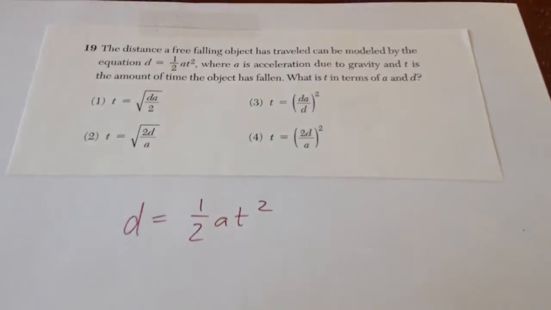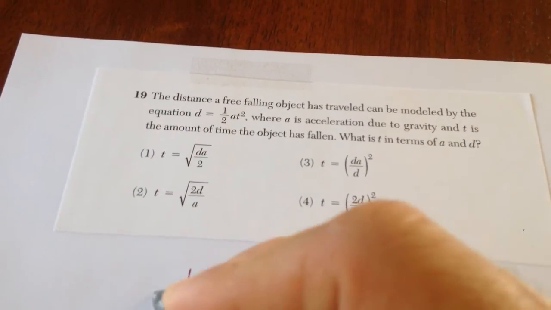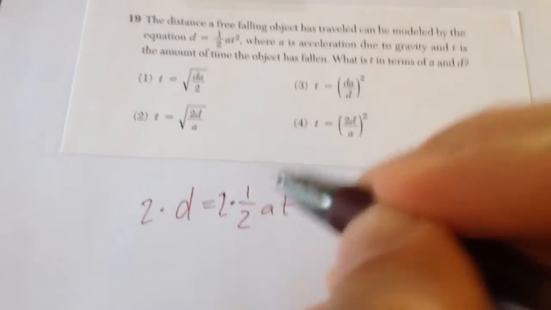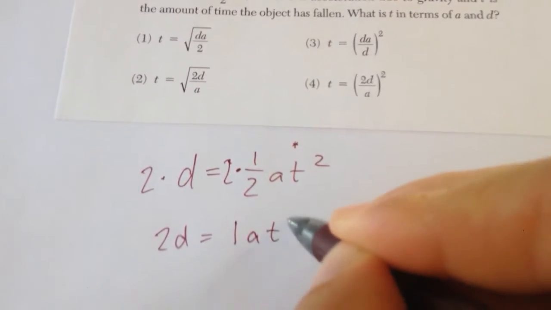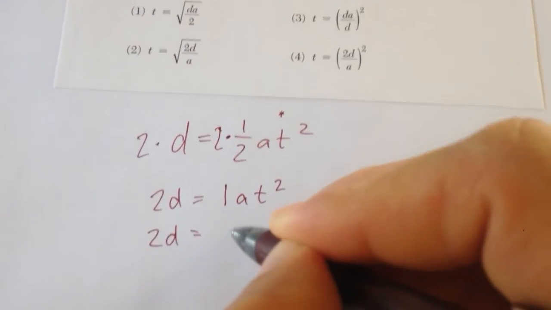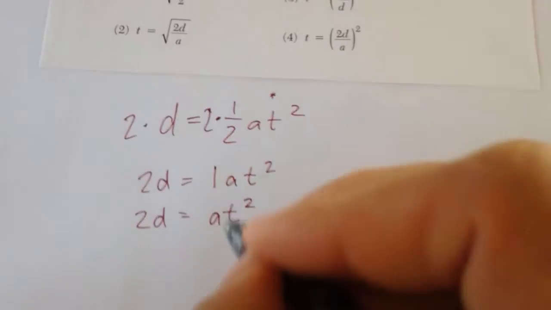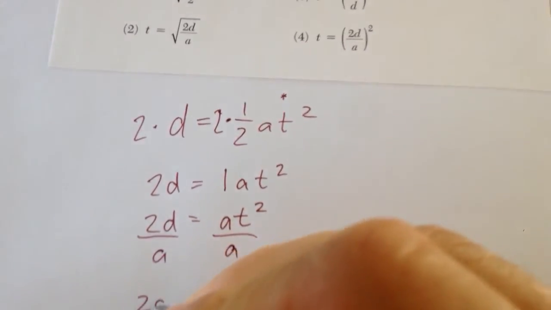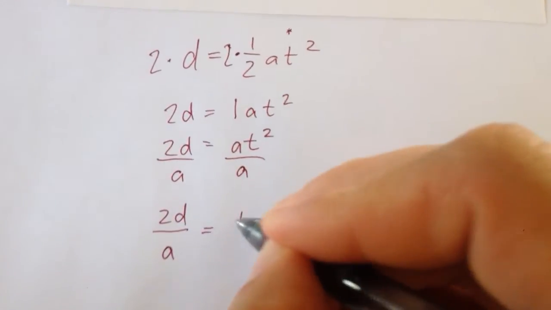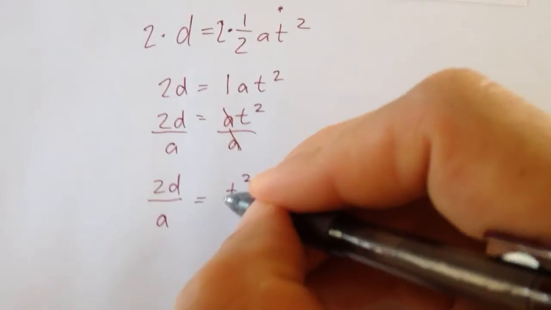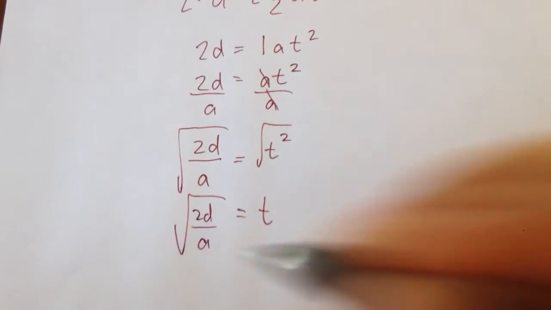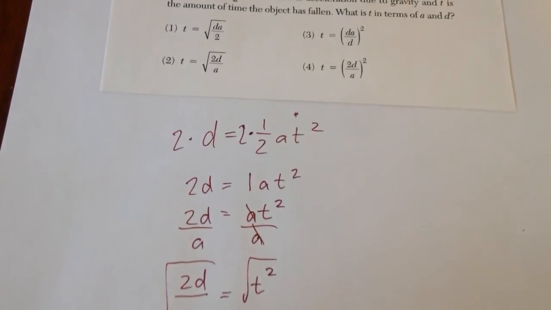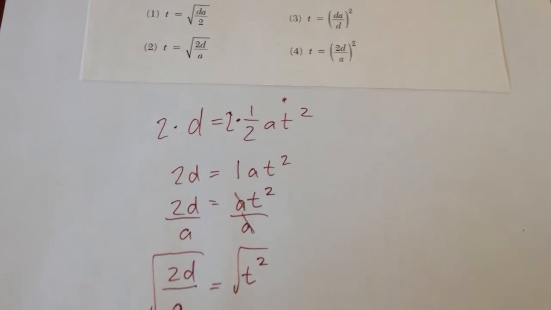In all of this long wording, all they want you to do is solve for t. So what I'm going to do first is multiply this side by 2 and this side by 2. 2 times d is 2d. 2 times a half is basically 1. And then 1 times anything is just that quantity. I'm going to divide by a. So now I have 2d over a equals t squared. Now to solve for t, I'm going to square root. You should get t equals the square root of 2d over a, which I believe is choice 2.